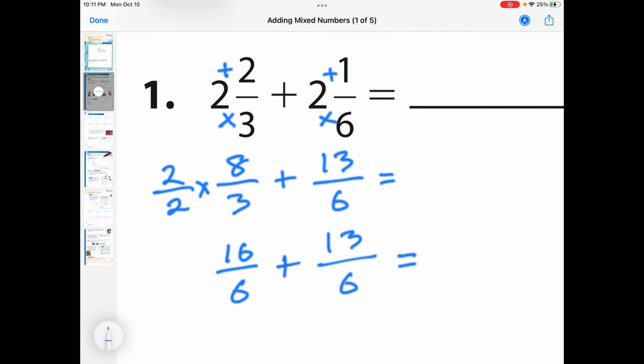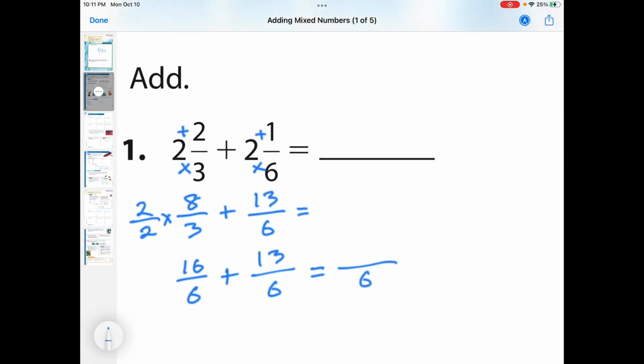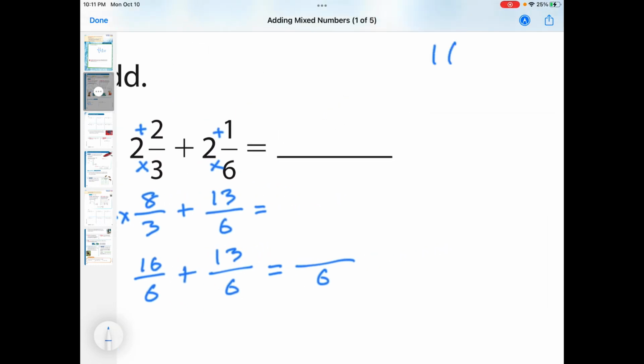All right. Now, the 6 stays the same on the bottom, all right? We know that 16 plus 13 is 29. Kind of like the previous problem we did. We know that 6 goes into 30 5 times. That's a terrible looking 5, but I think you get where I'm going.